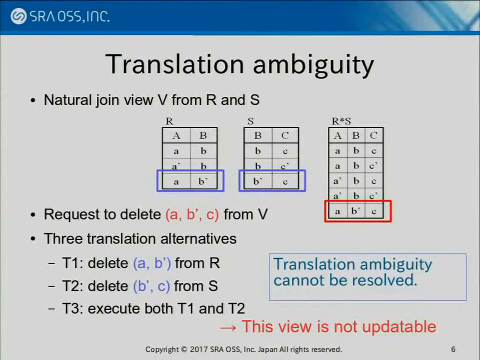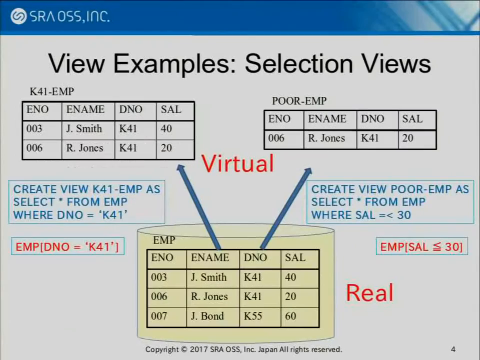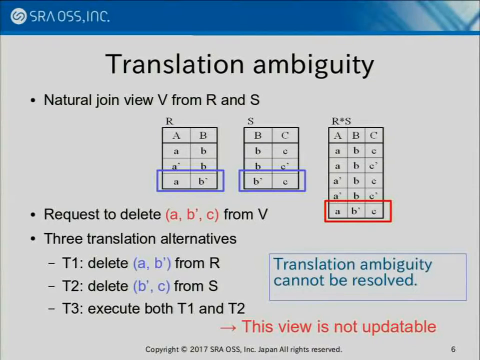However, we can't determine which translation is the answer, because each of them realizes this request. So we can't determine which is the answer. We call this translation ambiguity. And in this view and this update request, the translation ambiguity cannot be resolved. So we can say this view is not updatable.